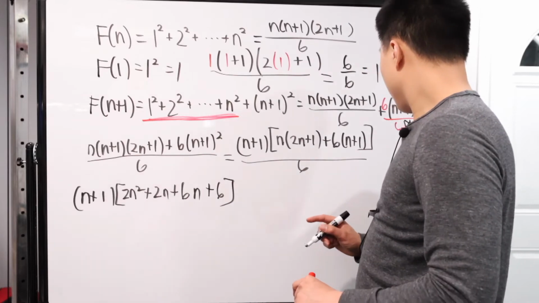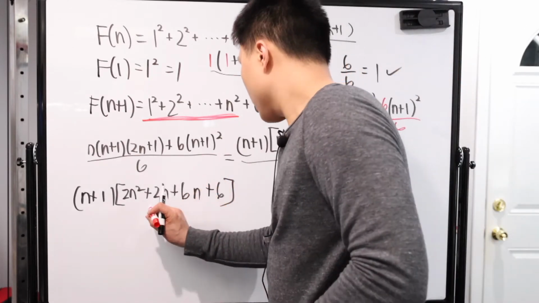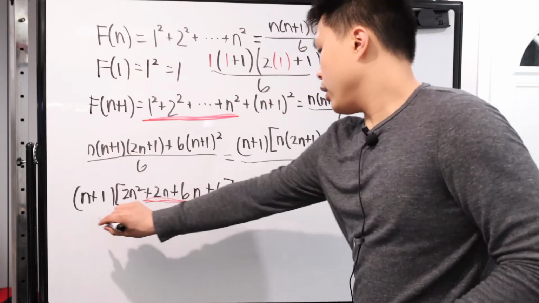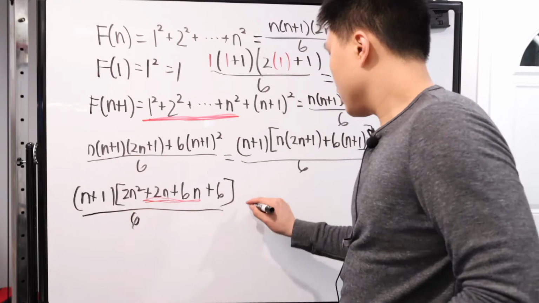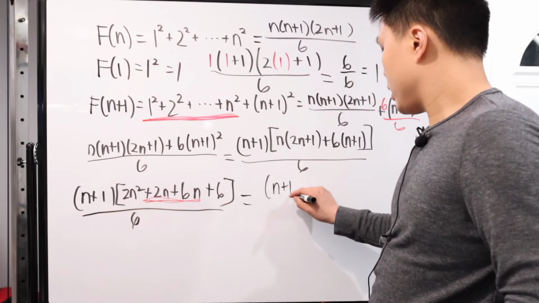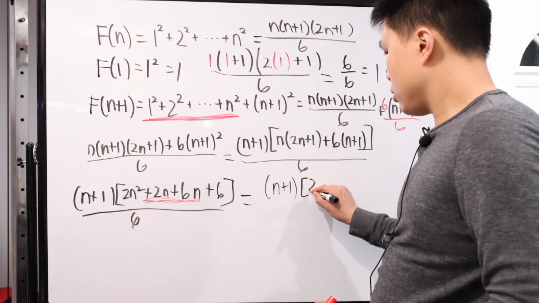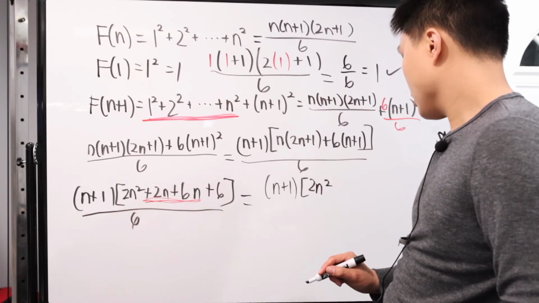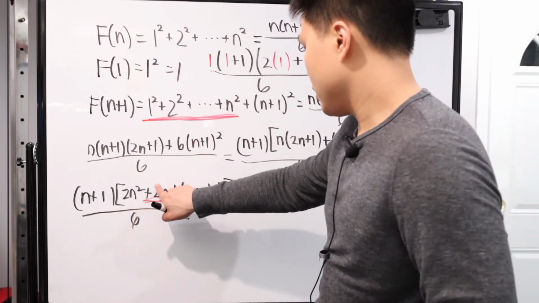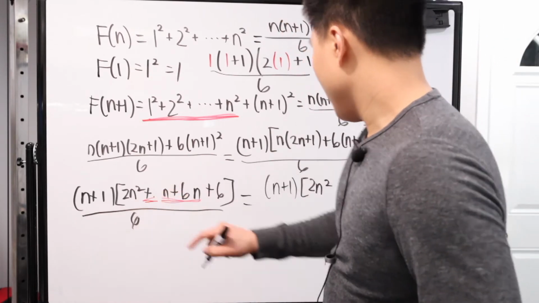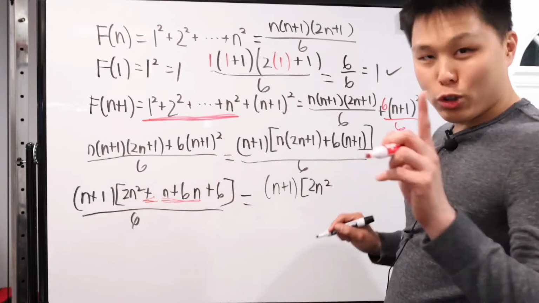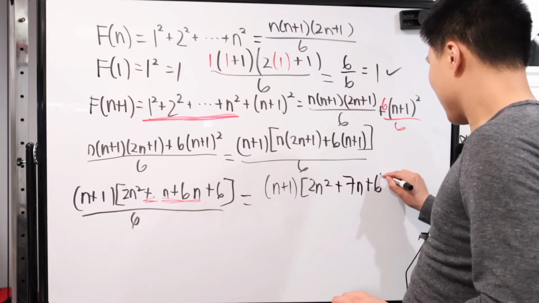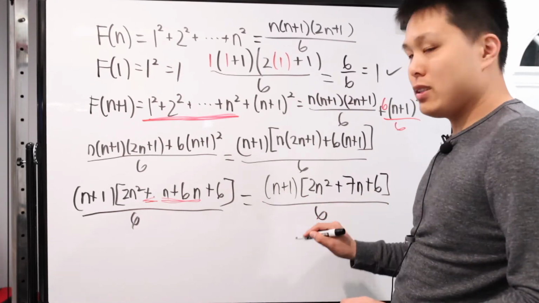All right, well, if that's the case, we can combine like terms here. We have, and don't forget the over 6, n plus 1 times 2n squared. I feel like I'm making some sort of mistake. Why do I feel that way? Because it is not 2n squared, it is just n squared. All right, trust your intuition. Plus 7n plus 6 over here, all divided by 6.